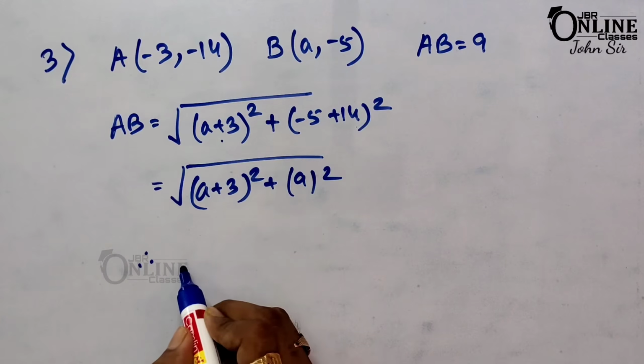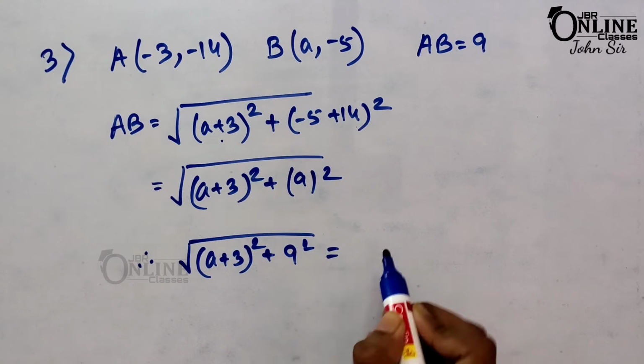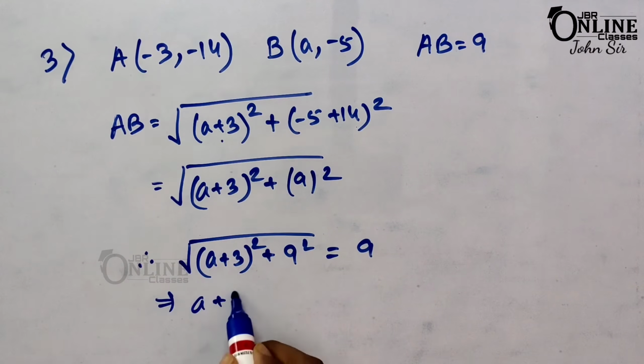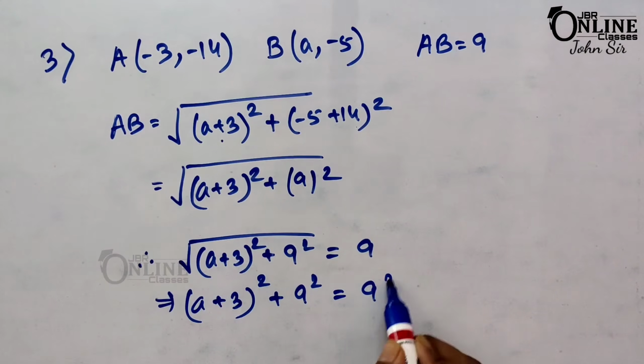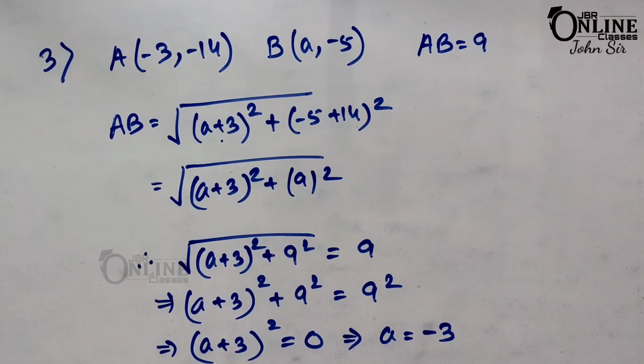So you can write the root of (a plus 3) whole square plus 9 square equals 9. Now if you square both sides, you will get (a plus 3) whole square plus 9 square equals 9 square. Now 9 square minus 9 square will be 0. So (a plus 3) whole square equals 0, and from that, if (a plus 3) whole square is 0, then a plus 3 equals 0, and from that a equals minus 3 as your answer.